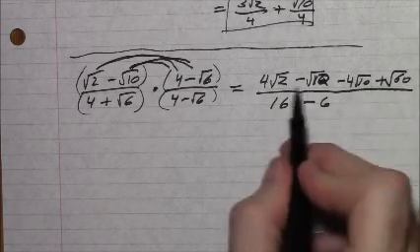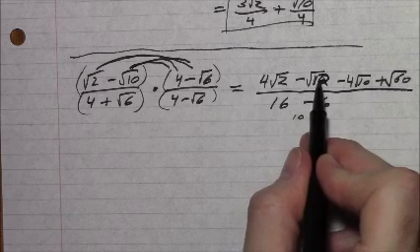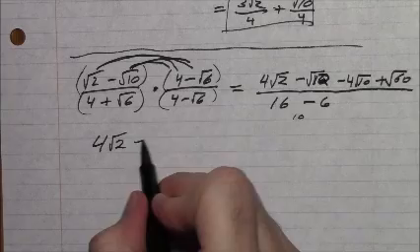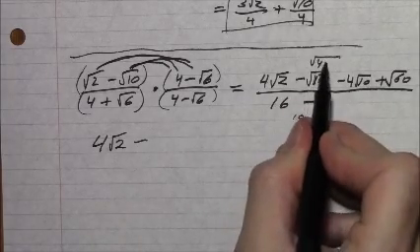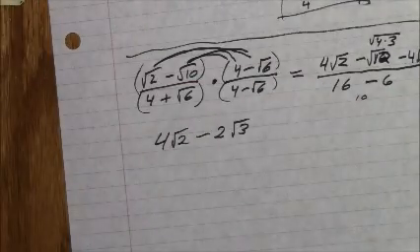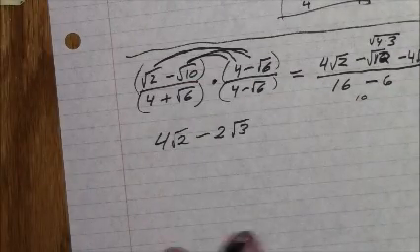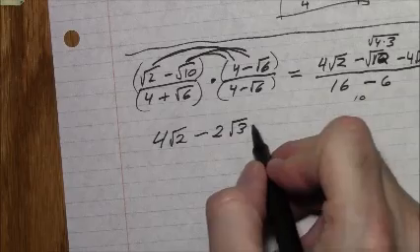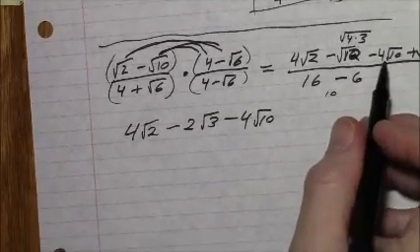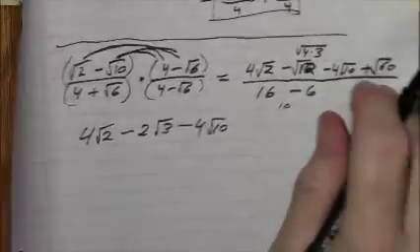So now let's look at each of these and break some of these down. This one can be broken down, and that one can. So I'm going to have 4 root 2 minus, well, this is actually a 4 times a 3, so that's a 2 root 3. And then the next one is going to be minus 4 root 10. That one can't change because there's no perfect square in it. This one has some perfect squares in it.